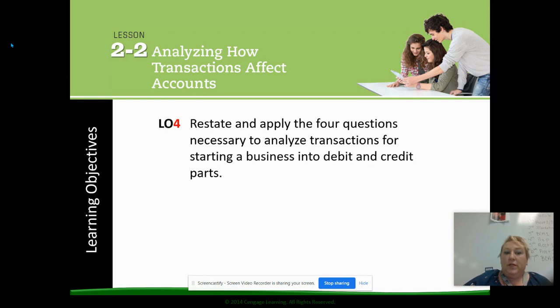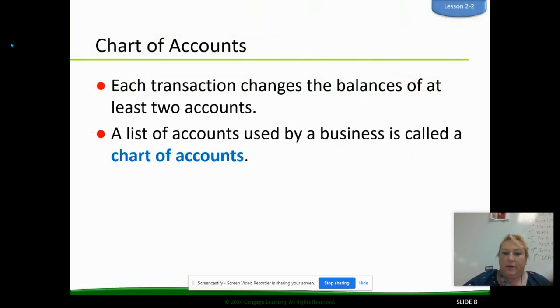So, we're going to talk a little bit more about transactions and how they affect the business and that into those debit and credit parts. But we always have to start off with, when we create our business, we create the chart of accounts. And basically, we create a list of accounts that we think that we're going to use. Most people use software like QuickBooks, and so they already have some predetermined accounts in there.